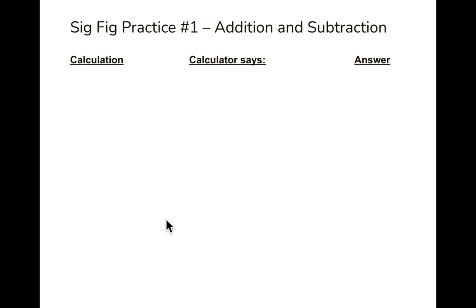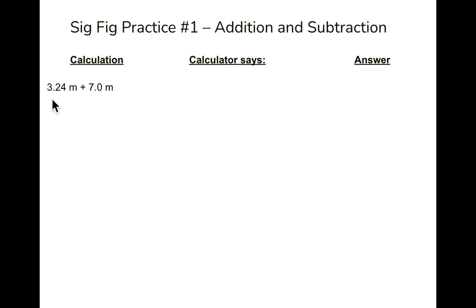Okay, so let's just practice this. And again, I'm going to give you a calculation. I'm going to tell you what the calculator says. So you don't actually even have to have that in front of you. But then you're going to have to follow the rule to write the correct answer, which is rounded to the correct number of significant digits.